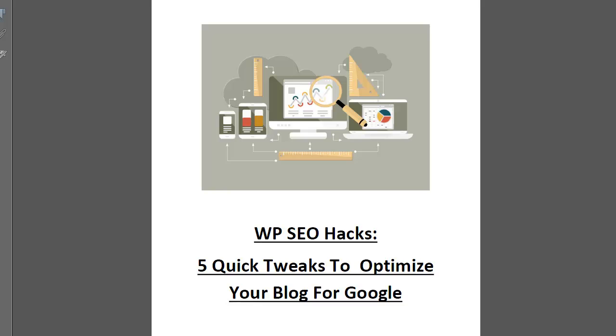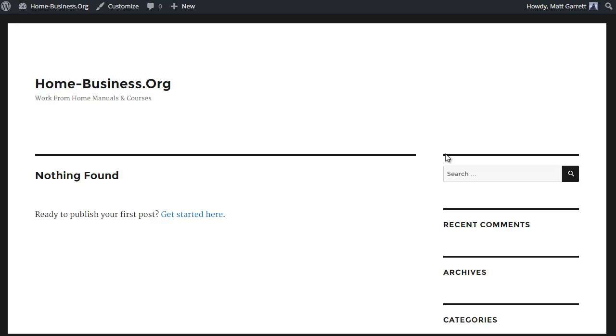Hi and welcome. In this video we're going to look at five quick SEO tweaks that we can make to optimize our blog for Google. Okay, the site that I'm going to be using is a demonstration test site that I've got set up called home-business.org, and the first thing we're going to do is start with editing the .htaccess file.